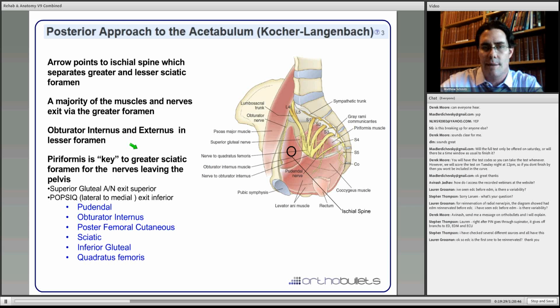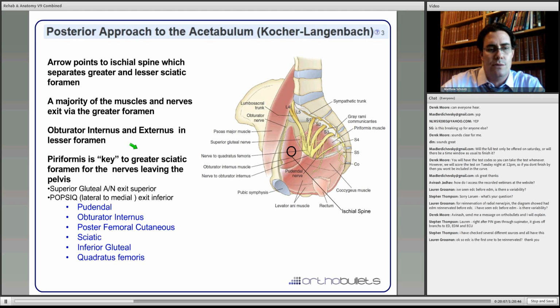And we'll talk a little bit about this later in the webinar, but when we talk about what leaves superior to the ischial spine, there's a few key relationships to remember. The first is being able to recognize that the piriformis is the key to recognizing which of those leaves. Specifically, when we look at the gluteal artery and nerve, the superior gluteal is named in relation to that piriformis. So inferior to your ischial spine, but superior to the piriformis, the superior gluteal artery and nerve leave. And we'll talk about POPS IQ and how to remember that coming up in a few questions.